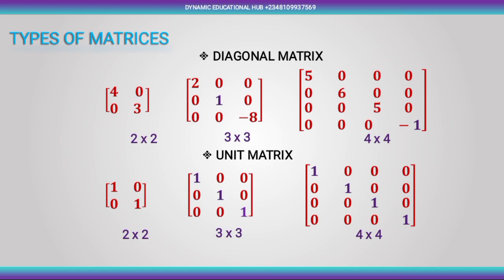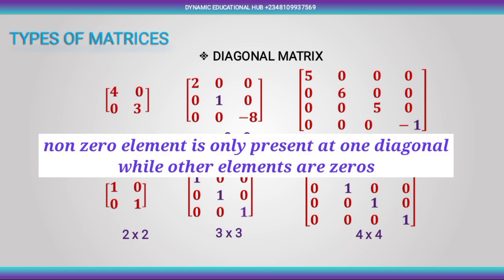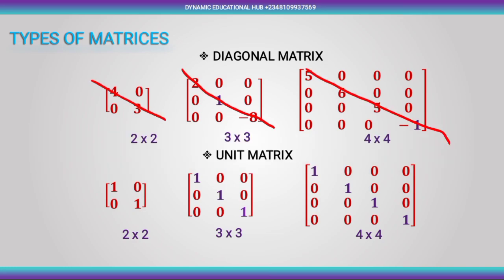Another type is the diagonal matrix. A diagonal matrix is a type of matrix where along one of the diagonals you have non-zero elements. Diagonal matrix is a special type of square matrix as well. For you to have a diagonal matrix, it must also be a square matrix. So we have a diagonal matrix of order 2 by 2, a diagonal matrix of order 3 by 3, a diagonal matrix of order 4 by 4.